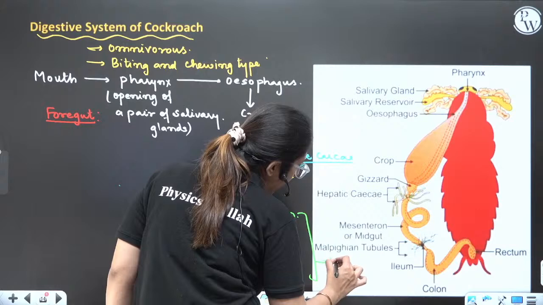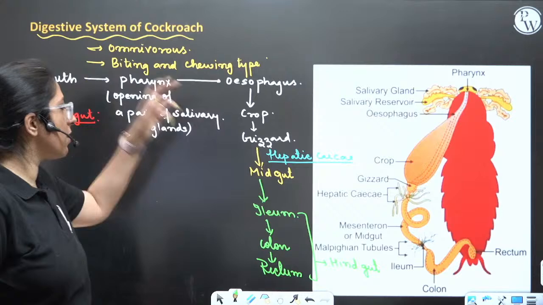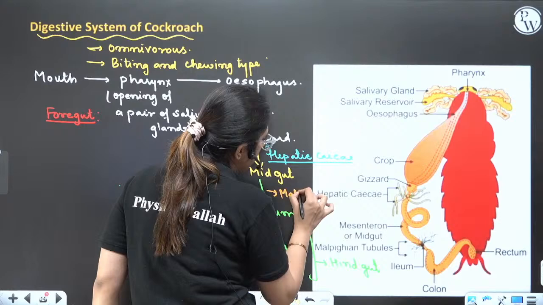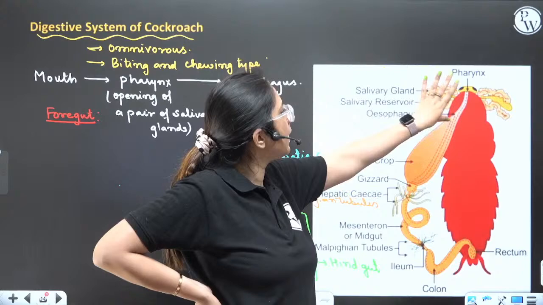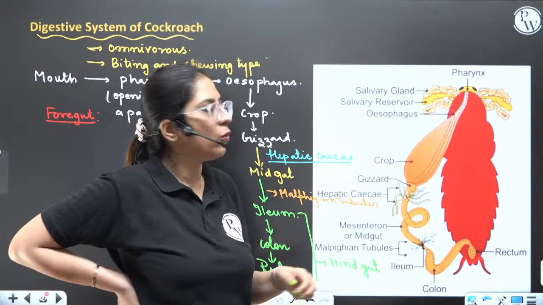Clear? At the junction of the midgut and hindgut, there are Malpighian tubules, which help in excretion, as I'll show you. So food enters the mouth, then the pharynx, and then the salivary glands open. There is the esophagus, which is just like a pipe, the crop, where food is stored, and the gizzard, where mastication of food occurs.